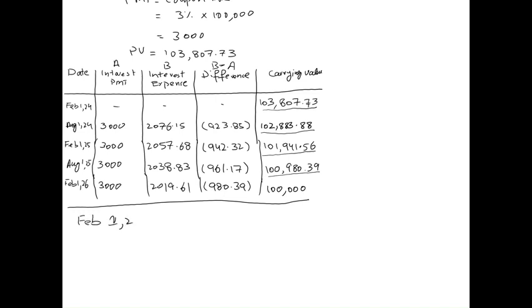February 1st, 2024, the entry will be the company will get the cash, so debit cash, and they will get this amount, 103,807.73, and then credit bond payable.